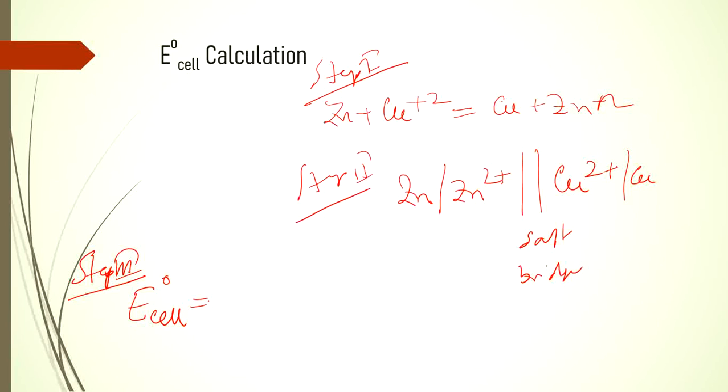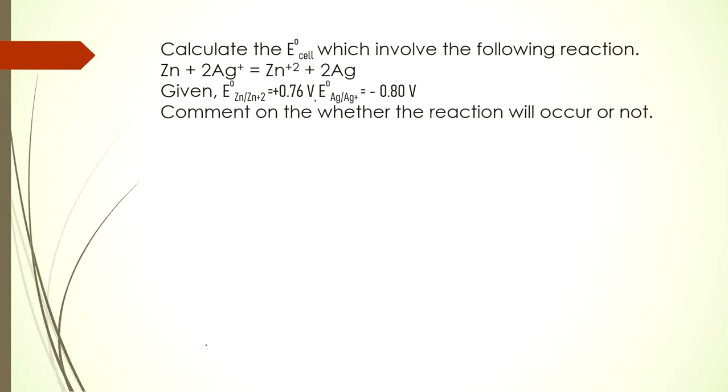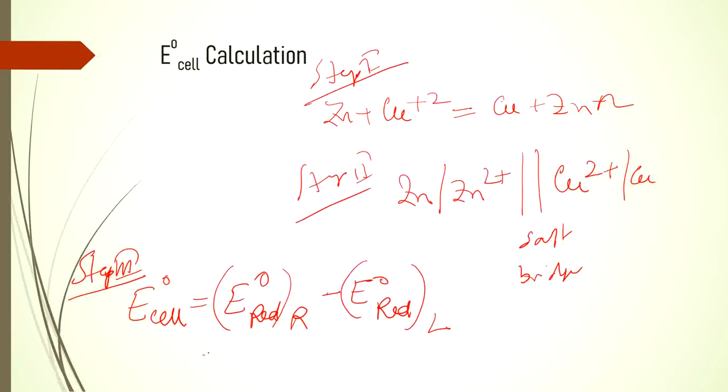So how we will calculate the E0 cell? So the basic equation to calculate the E0 cell is E0 reduction, that is the rate for reduction of right hand side, that is the R, or you can say RHS, that is the right hand side, minus E0 reduction, RED for reduction, E0 reduction of left hand side. So now what is the E0 reduction of right hand side? So what is the right hand side?